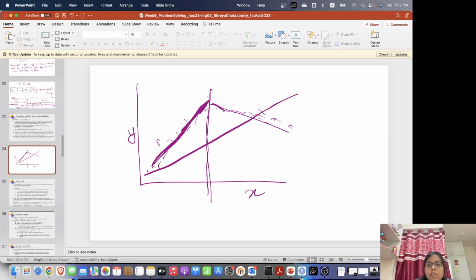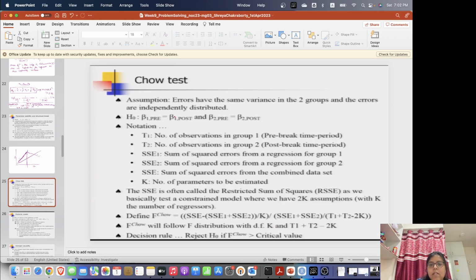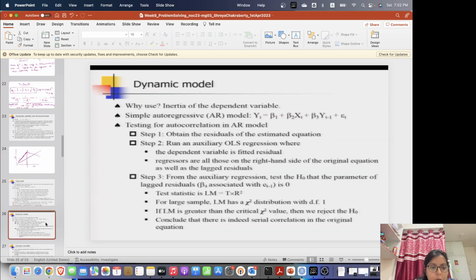So in order to test whether there has been any structural break in the time series or in the data points, we do this Chow test, and I'm going to show you an example with which we'll be able to discuss more.